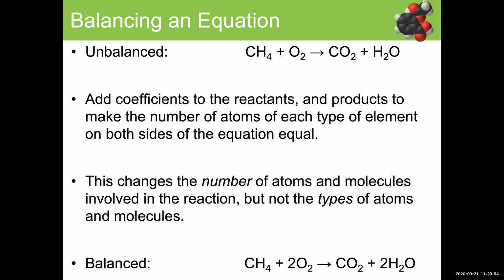So in this case, let's start with carbon. That meets that criteria. So we have one carbon in the CH4 in the methane. We have one carbon on the right-hand side in the carbon dioxide, the CO2. So our carbons are already balanced, right? We have one on the left, one on the right. So we won't do anything to that.